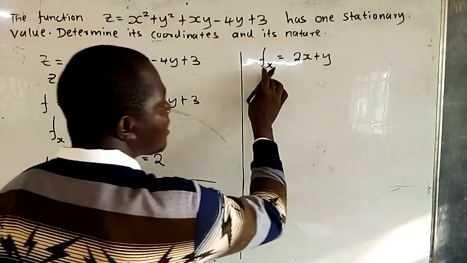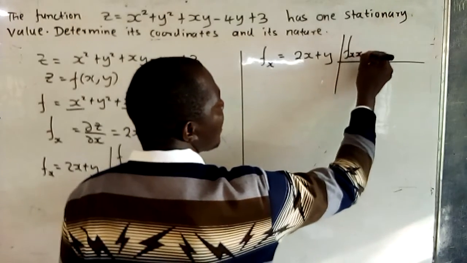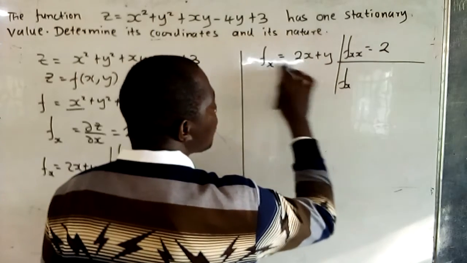So we've also found that this partial derivative with respect to x, when we do it for the second time with respect to x again, we get 2, isn't it? The first time it was with respect to x.